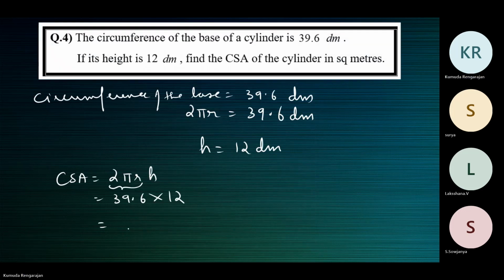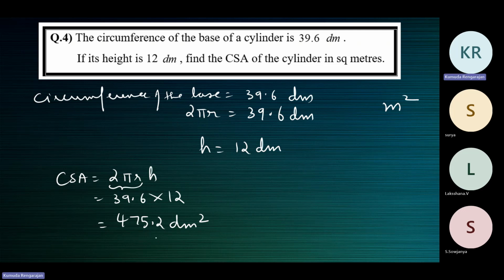475.2 decimeter square, because the circumference and the height are given in decimeter. So the answer will be in decimeter square. But the question is to find the CSA of the cylinder in square meters. That is, you should find the CSA in meter square.